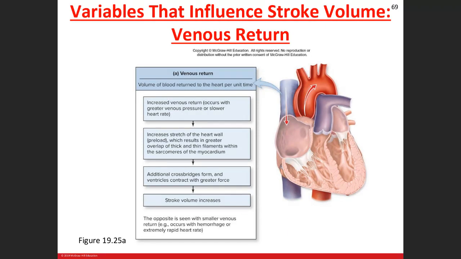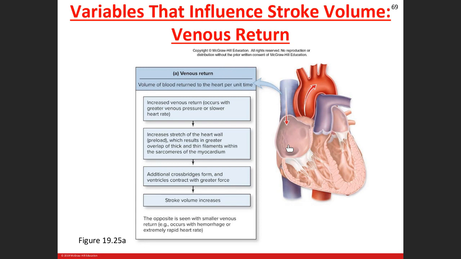So basically these slides here, all right, are just what we just talked about here. Okay, so when we're talking about venous return, I'll walk you through it real quick. All right, if we increase our venous return here, we're going to increase the stretch on the atrial walls.